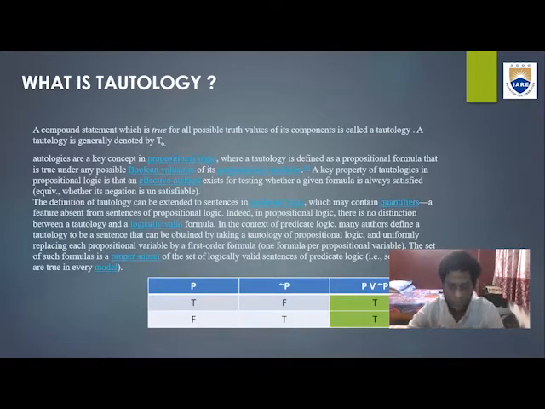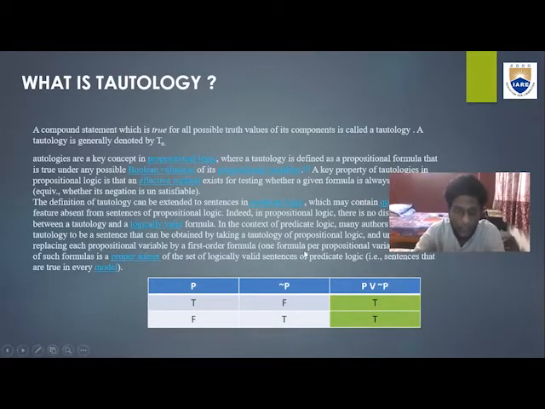The main thing we have to remember is that a compound statement which is true for all possible truth values of its components is called a tautology. The opposite of tautology is contradiction. Now first let us discuss the truth table of the tautology. Here under the table section, P has the values true and false. The negation of P: true becomes false and false becomes true.